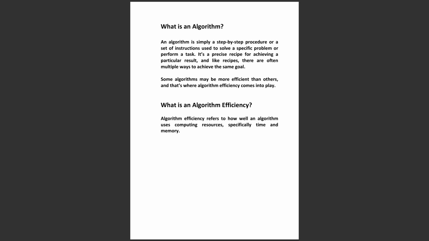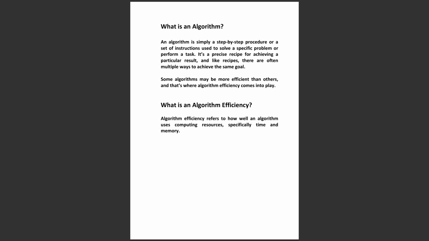Algorithm efficiency refers to how well an algorithm uses computing resources, specifically time and memory, to accomplish its task. By understanding algorithm efficiency, we can predict how fast an algorithm will run and how much memory it will require before even writing a single line of code.